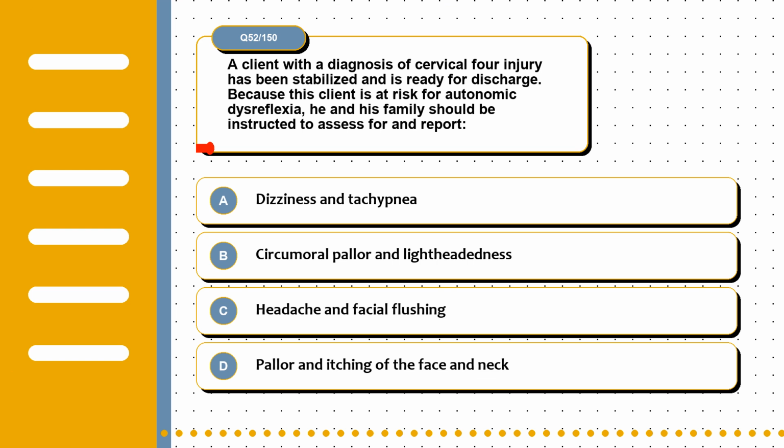Question 52. A client with a diagnosis of cervical 4 injury has been stabilized and is ready for discharge. Because this client is at risk for autonomic dysreflexia, he and his family should be instructed to assess for and report. Here are the options. Option A, dizziness and tachypnea. Option B, circumferential pallor and lightheadedness. Option C, headache and facial flushing. Option D, pallor and itching of the face and neck.